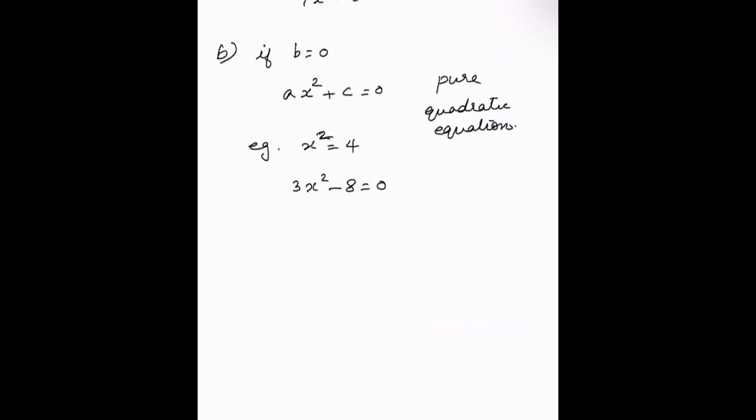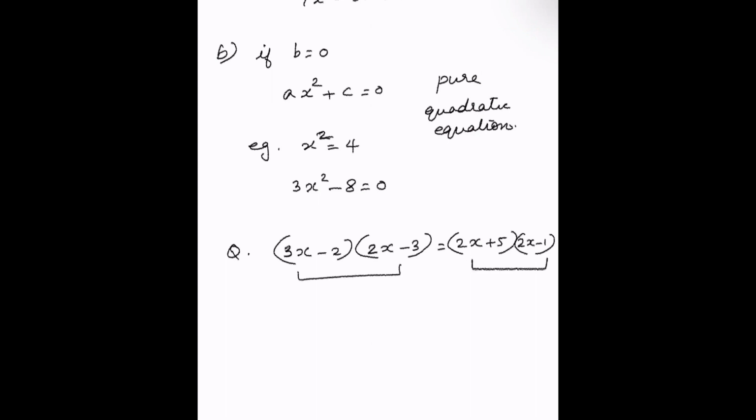Example 1: 3x minus 2 into 2x minus 3 is equal to 2x plus 5 into 2x minus 1 is a quadratic equation. That's the question. So first, what do you need to do? You just multiply this side and bring it to ax square plus bx plus c format. If you're getting it in ax square plus bx plus c format, it's a quadratic equation. Okay, so let's multiply and see.